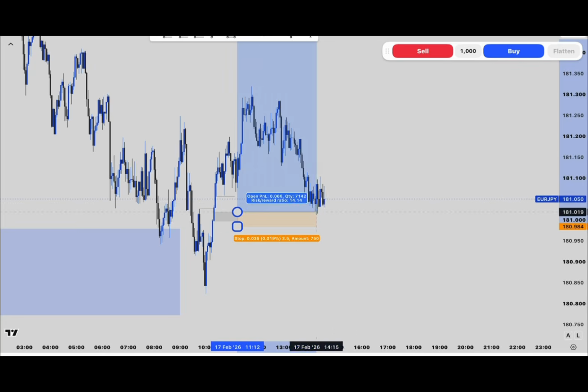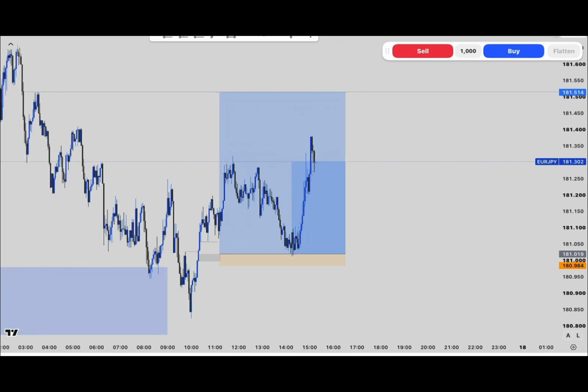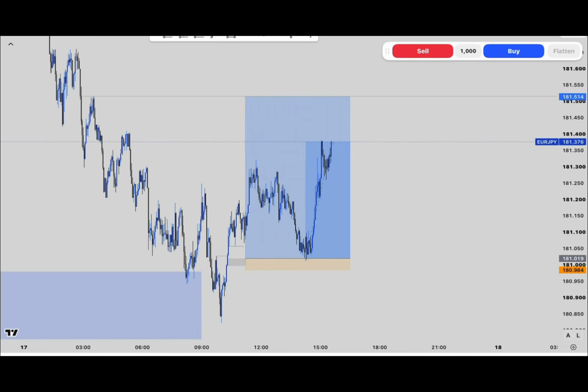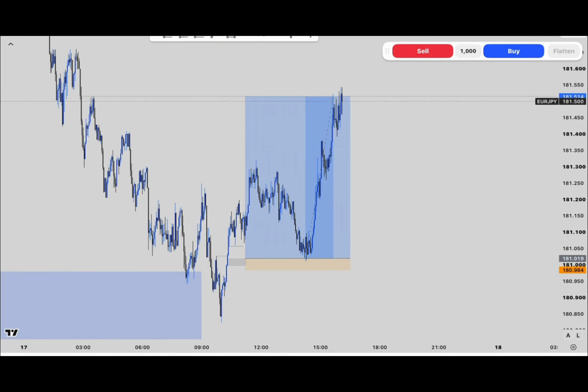As you can see, price tapped into our order block on the 1 minute time frame. Can you guys see how it's played out? Target smashed. Price tapped into our order block on the 1 minute time frame and went straight for our what? Our CRT high.